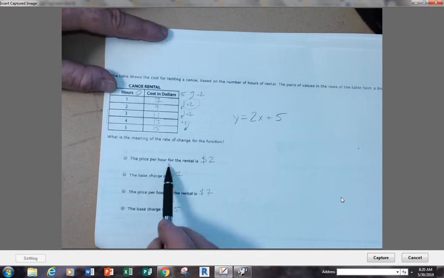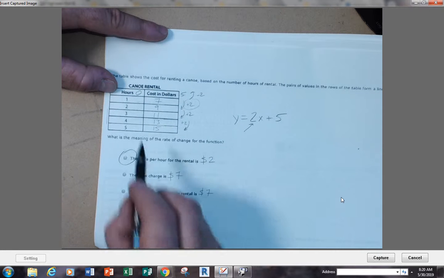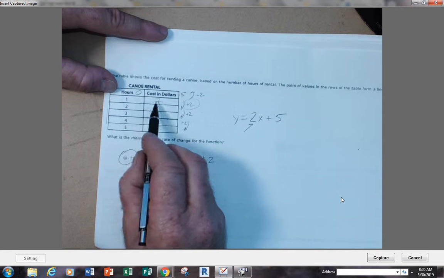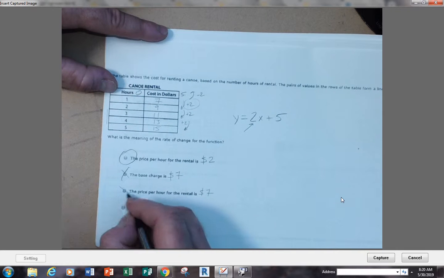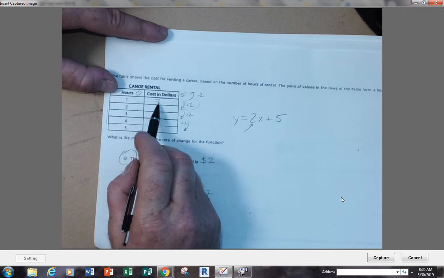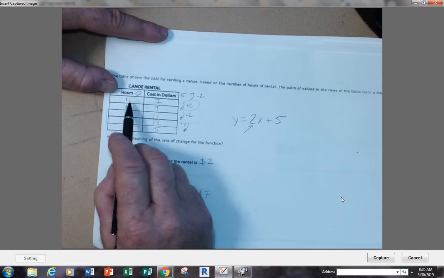Price per hour, $2. Yes, that is true. That matches this. Base charge, 7. Nope, they're trying to bait you into thinking that's the base charge. Nope, mine's 5. The price per hour rental, nope. Again, don't fall for that trap. They're hoping that you're going to pick this one. And then this one, base charge 5. Yes, that matches my y-intercept number.